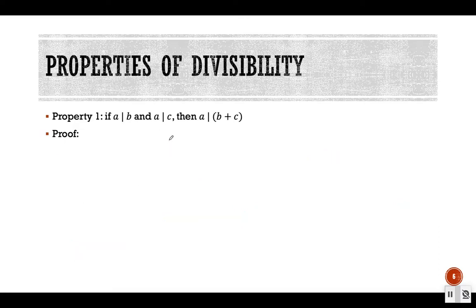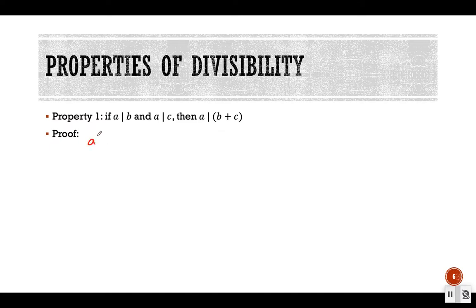Now for this division, operation follows some property. We are going to look at some properties, and we are going to see how we can prove them. Say for example, if a divides b and a divides c, we can say that a will divide b plus c. All right, so let's try to prove that.